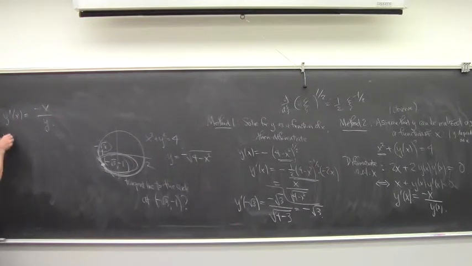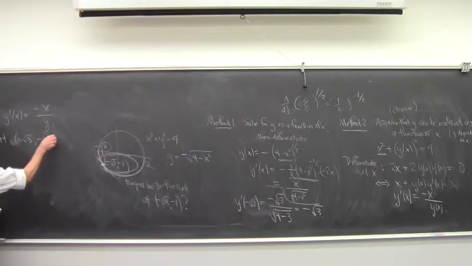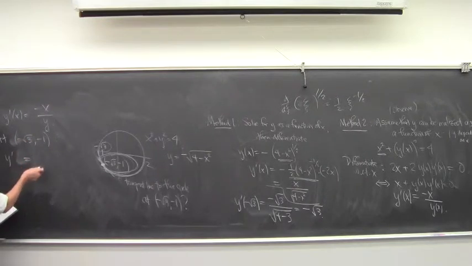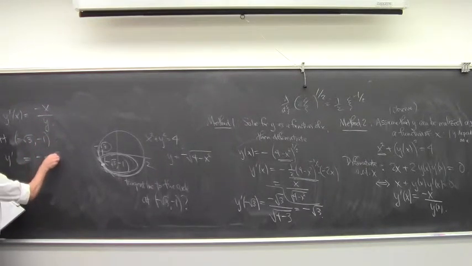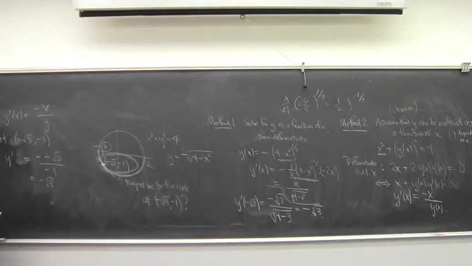So at the point of interest, what do we have? y prime is then going to be what? Negative 3 over negative 1. Right? In other words, negative 3. Cool.